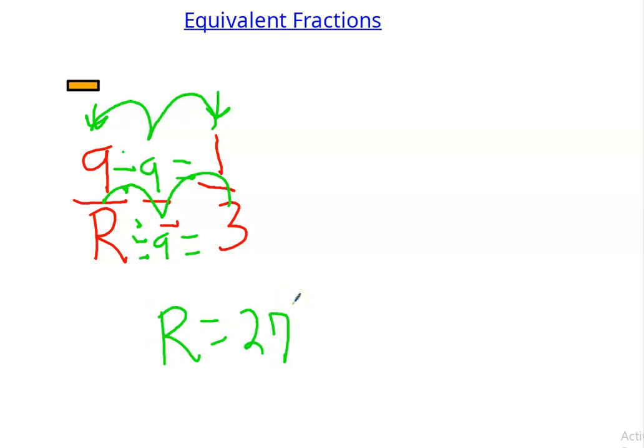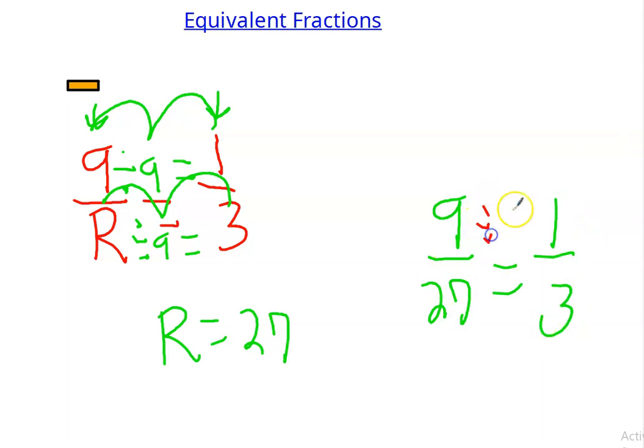And let's just make sure that's true. Anytime I'm missing the left side, I like to double check. So what I'm saying is 9 over 27 equals 1 over 3, and now I can do it left to right. 9 divided by 9 equals 1, and 27 divided by 9 equals 3. So now I feel comfortable with my answer because that is true. All right, let's do another one.